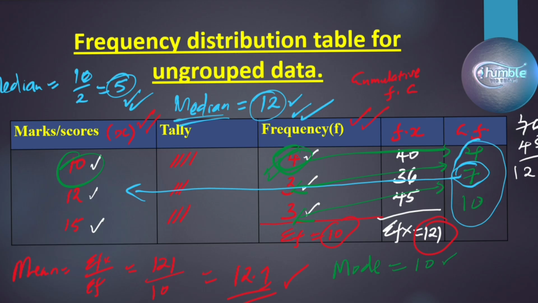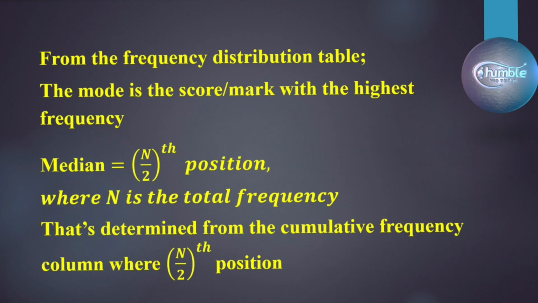That is just an overview. Let me just review the formula for finding the median and the mode. From a frequency distribution table, the mode is the score that has the highest frequency, while the median is given by the n over 2th position, where n is the total frequency. The score that occupies the n over 2th position is the score that appears at the middle, and you get that from the cumulative frequency column, where you can see where the n over 2 position falls. Let's look at real examples.